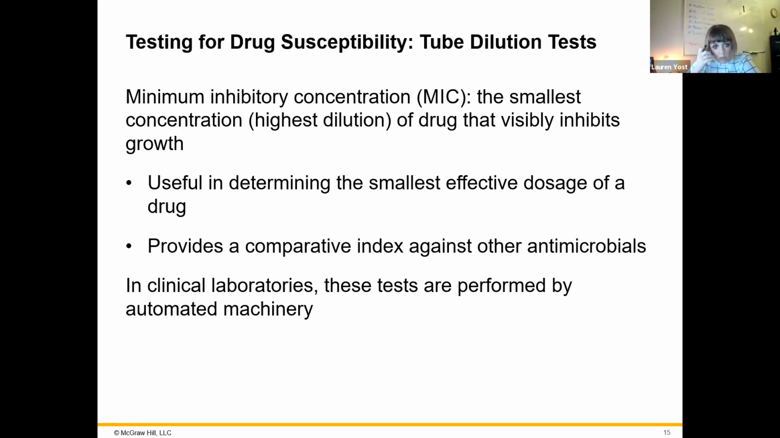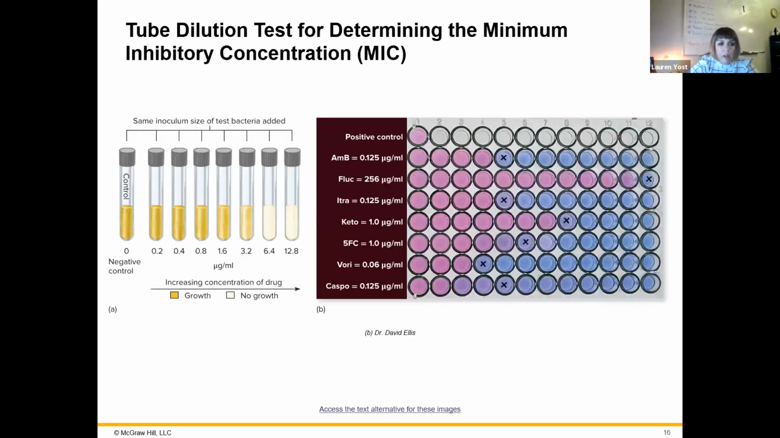All right, so we can use a tube dilution test as well. It's just a dilution of the actual drug dosage to a point where the minimum concentration can be found that would be useful to treat a patient, right? So we have machinery apparently now that can do this in certain hospital settings. Sorry, my brain, you know how it is. So this is our positive control. This is what the growth looks like.